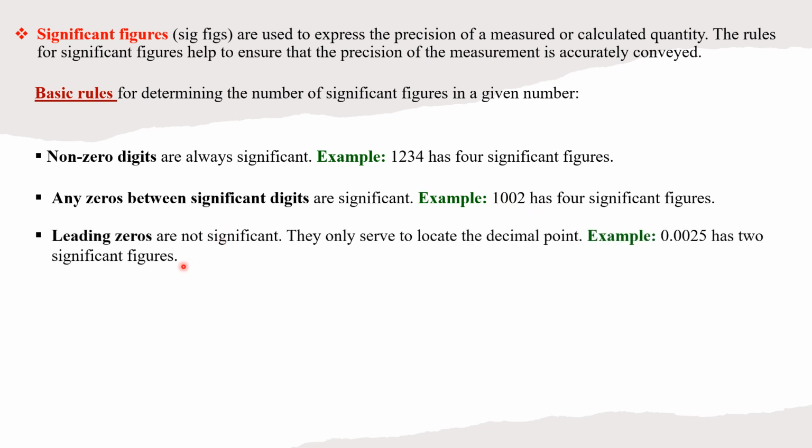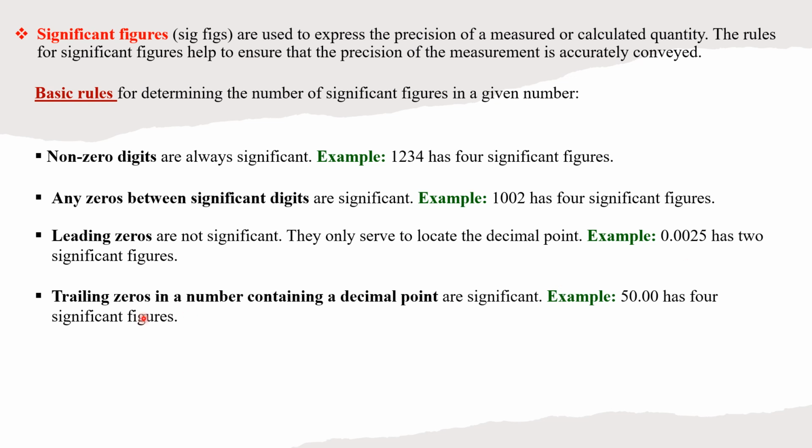Next, the basic rule is that leading zeros are not significant, like 0.0025. The three zeros are called leading zeros or front zeros. They are not valuable, so we can easily ignore them. Only two significant figures here, 2 and 5.